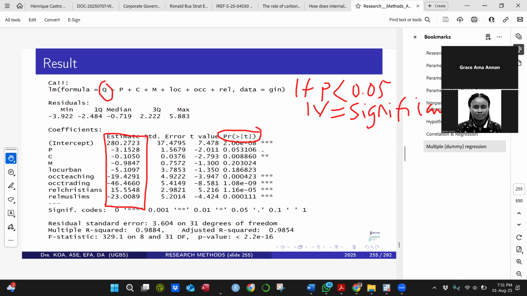Perfect, excellent. Let's go to Loch Urban. You can tell us about Loch Urban. Is it significant or insignificant? Grace.